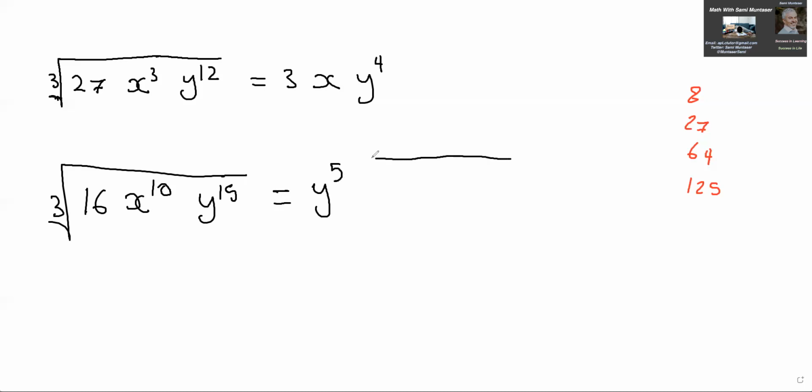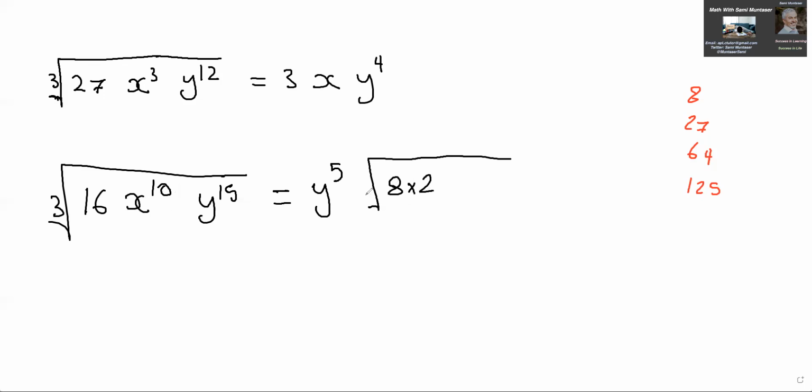But the other stuff is not perfect cubes. 16 is not. A lot of people will jump on this and say, yeah, it's 4. Hey, come on, that's not a square root, that's a cube root. So it's not 4. 16, you have to look at the perfect cubes in here that go into 16. And thank God, 8 goes into 16 twice.